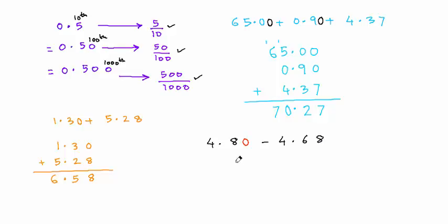Okay. So to subtract them, write them down. 4.80 minus 4.68, with the decimal points aligned. The decimal point in the answer will be here. So 10 minus 8 is 2. You had borrowed 1. Therefore, the 8 changes to a 7. 7 minus 6 is 1. And 4 minus 4 is 0. The answer is 0.12.